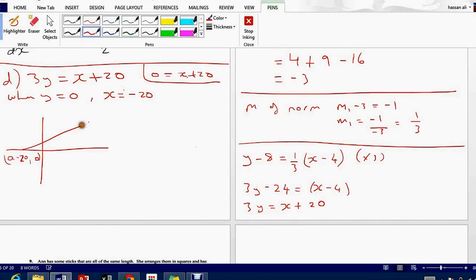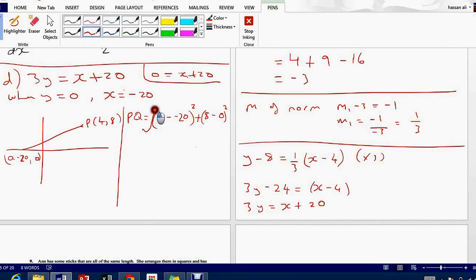So this is point P at 4 and 8, and we have to find this length over here. The way we do it is we just take away our coordinates. So the length PQ will equal 4, which is the x coordinate, minus minus 20, squared, added to 8 minus 0, because that's your y coordinate there, squared, and then we're just going to square root all of that.